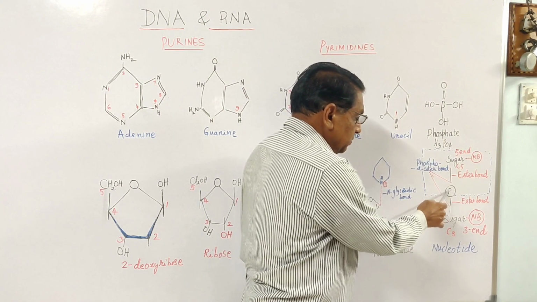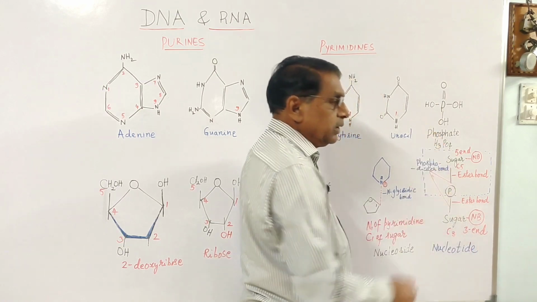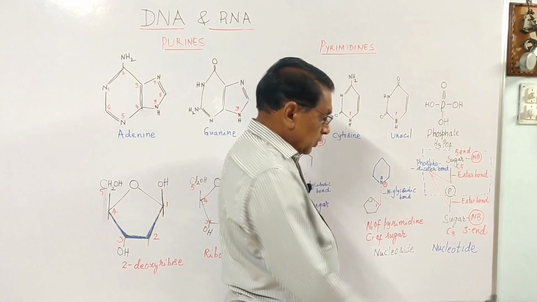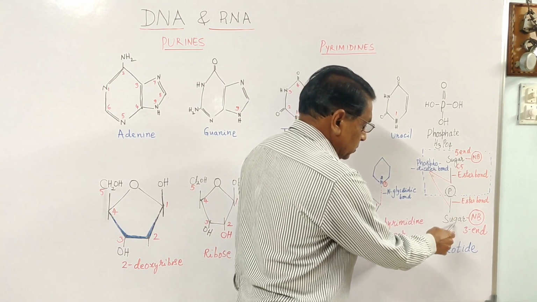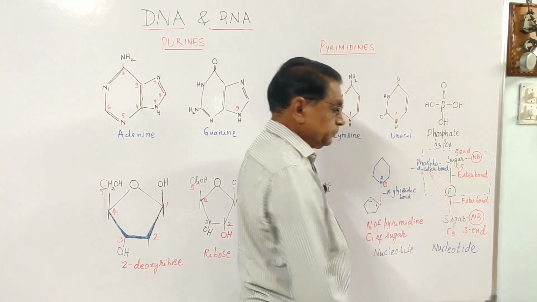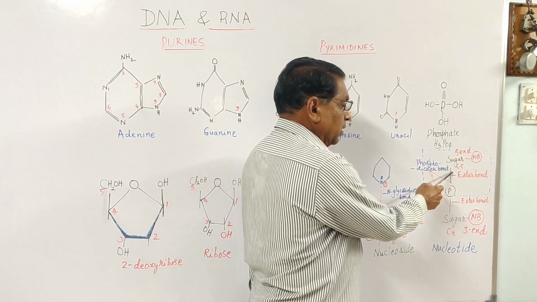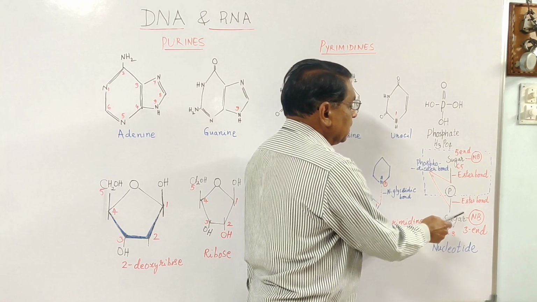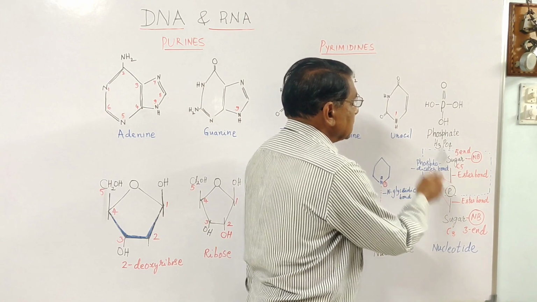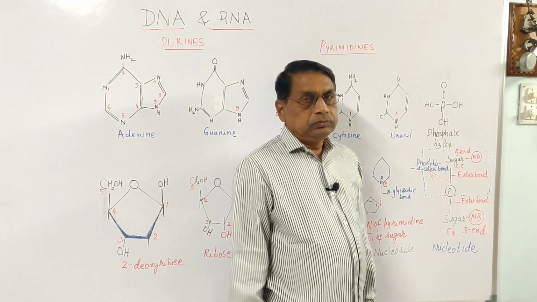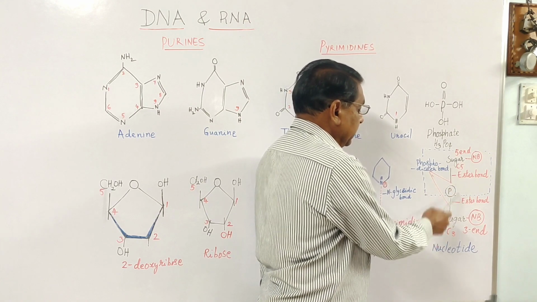But this phosphate is linked to another nucleotide in the chain through a sugar. Here this is also an ester bond. So this phosphate, on one hand, has one ester bond, and on the other side another ester bond. Therefore this is known as a phosphodiester bond: on either side two ester bonds.